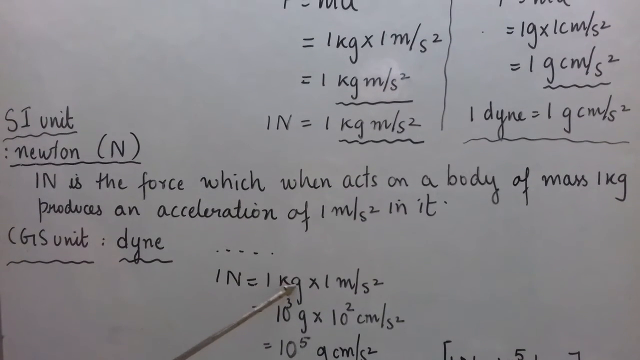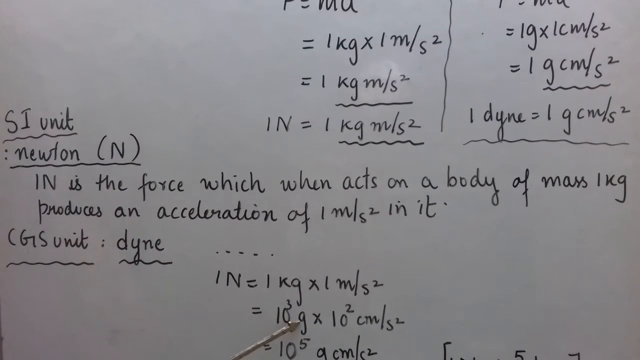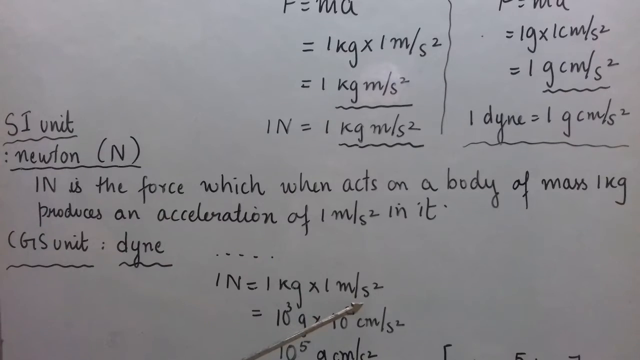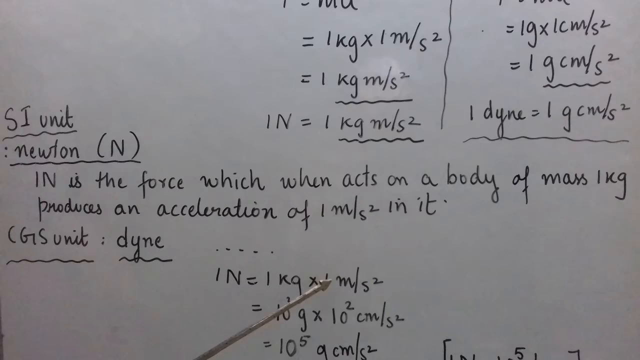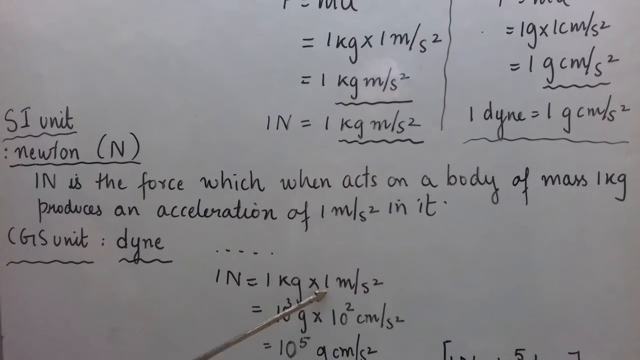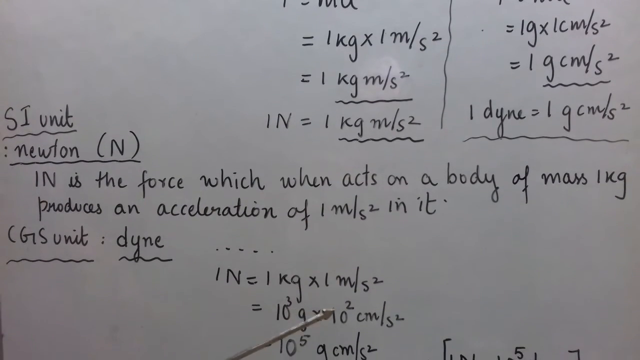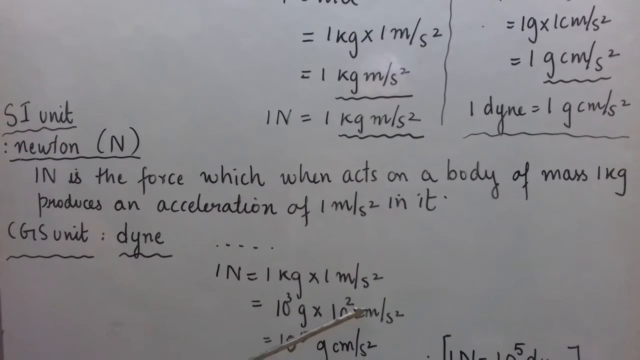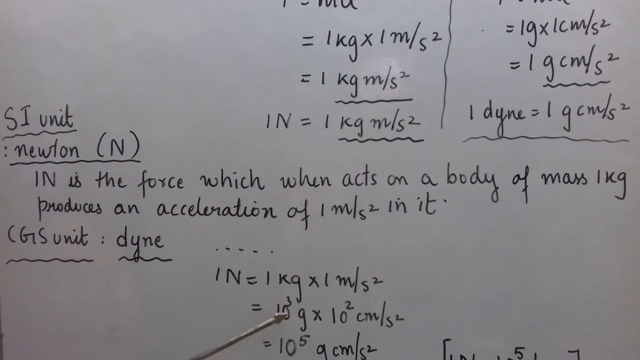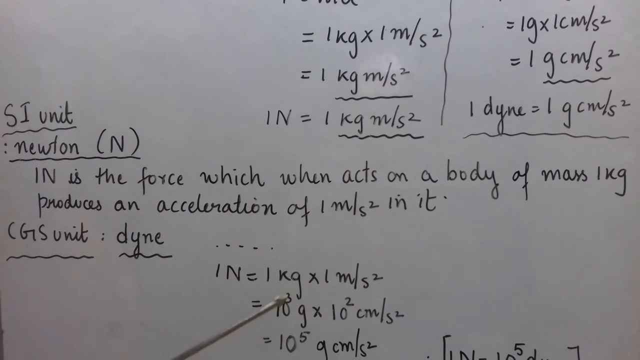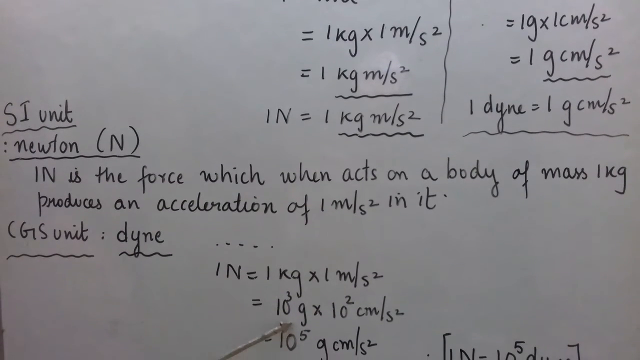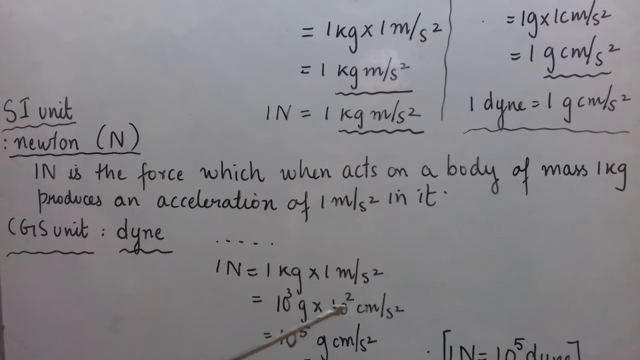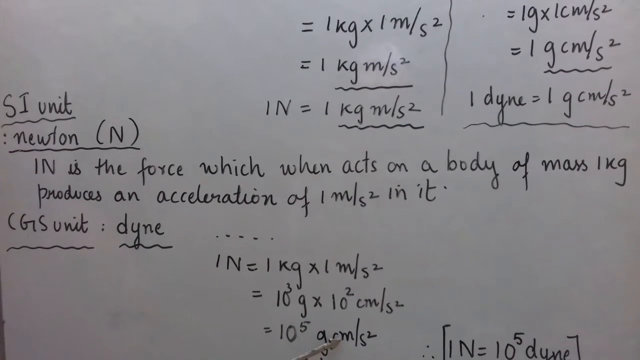We know that 1 kilogram or 1 kg is 1000 grams, that is 10 raised to 3 grams, into 1 meter per second square. CGS unit is centimeter per second square. I want to convert this. So 1 meter per second square is 100 centimeter per second square, which is nothing but 10 raised to 2 centimeter per second square. Now multiply the magnitudes here. The numbers 10 raised to 3 into 10 raised to 2 is 10 raised to 5. And writing the units together, gram centimeter per second square.